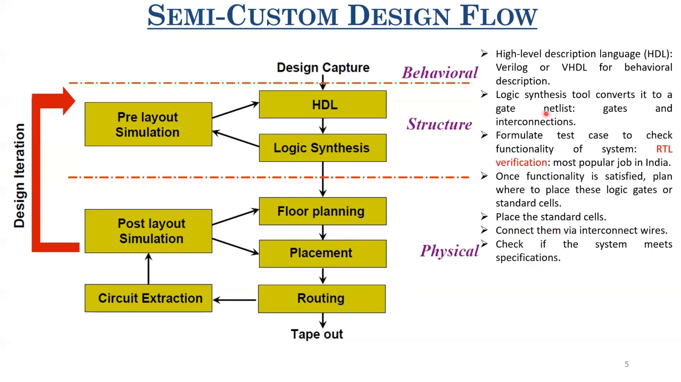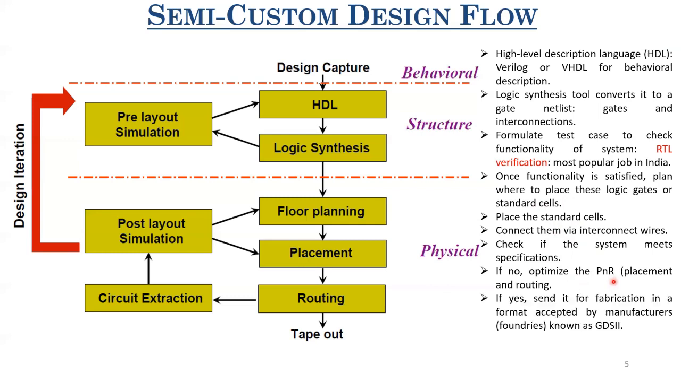Now, once you have gone through all these processes, once you have written the behavioral code, once you have synthesized it using a logic synthesis tool, once you have placed these logic gates somewhere on the chip, and once you have interconnected them, or routed them via some form of routing, then you check if the system meets these specifications or not. If yes, then we can go ahead with chip fabrication. If no, we have to change the placement and we have to change the routing. And this is called optimization of PNR. Placement and routing in the industry is usually known as PNR. So once PNR is satisfied, after multiple iterations, we send it for fabrication.